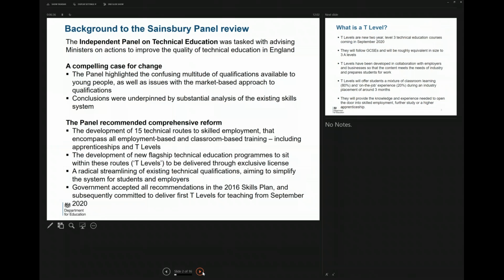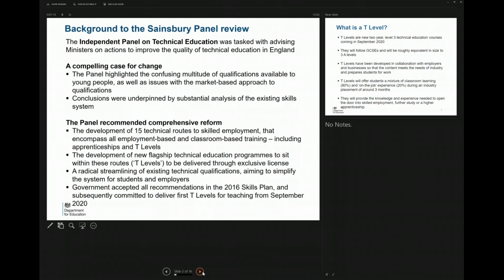So moving on to the second slide, I wanted to set out a bit of the background to where the thinking around T-levels has come from. The Independent Panel on Technical Education, which was chaired by Lord Sainsbury back in 2015, is very much the underpinning thinking and architecture for the introduction of T-levels. The panel were tasked by ministers in advising on actions to improve the quality of technical education in England, and they set out in their report a compelling case for change.